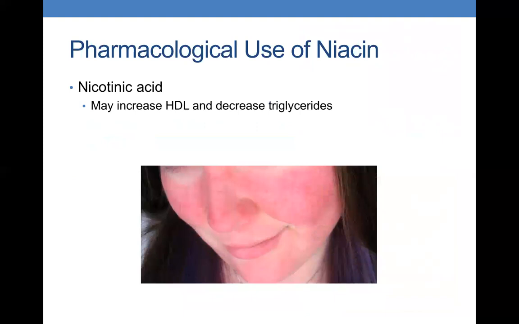Pharmacological uses of niacin. Niacin can be used to help increase HDL and decrease triglycerides circulating in our bloodstream. However, it does have some side effects. Here you can see this woman has kind of a red face. This is called a niacin flush, and it can also cause upsets of the GI tract as well as the liver.